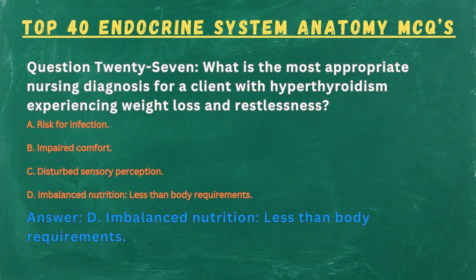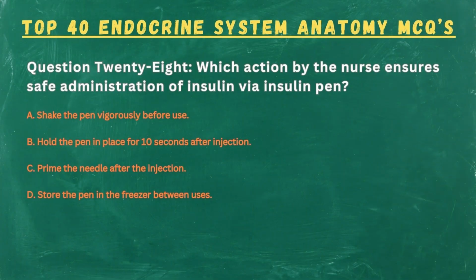Answer: D. Imbalanced nutrition, less than body requirements. Question 28. Which action by the nurse ensures safe administration of insulin via insulin pen? A. Shake the pen vigorously before use. B. Hold the pen in place for 10 seconds after injection. C. Prime the needle after the injection. D. Store the pen in the freezer between uses.